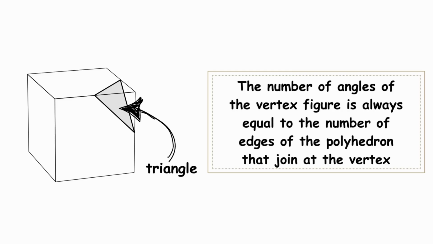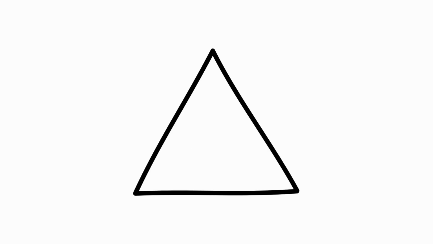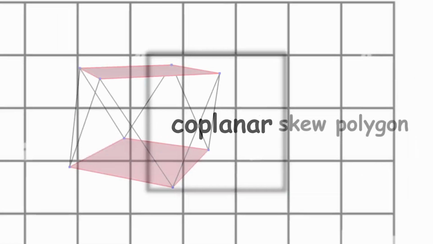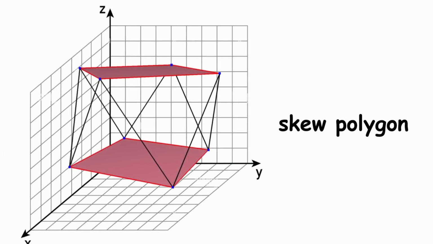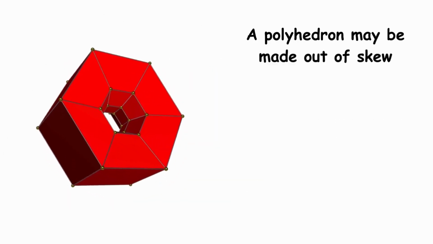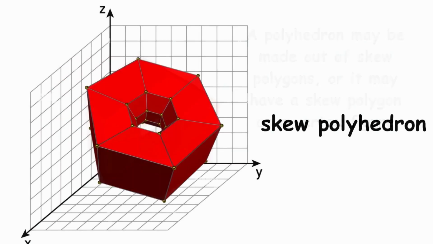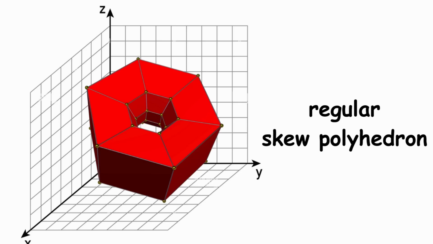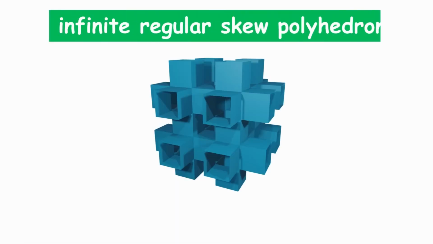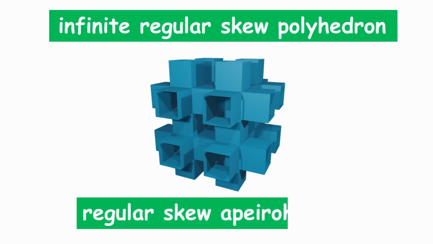join at the vertex. Now, the vertices of a polygon usually lie in the same flat space, or plane. In other words, they are coplanar. However, it is possible to have a polygon with non-coplanar vertices, known as a skew polygon. A polyhedron may be made out of skew polygons, or it may have a skew polygon as a vertex figure. In that case, it is called a skew polyhedron. In particular, it is called a regular skew polyhedron if the skew polygons in question are regular. An infinite regular skew polyhedron is called a regular skew apeirohedron.